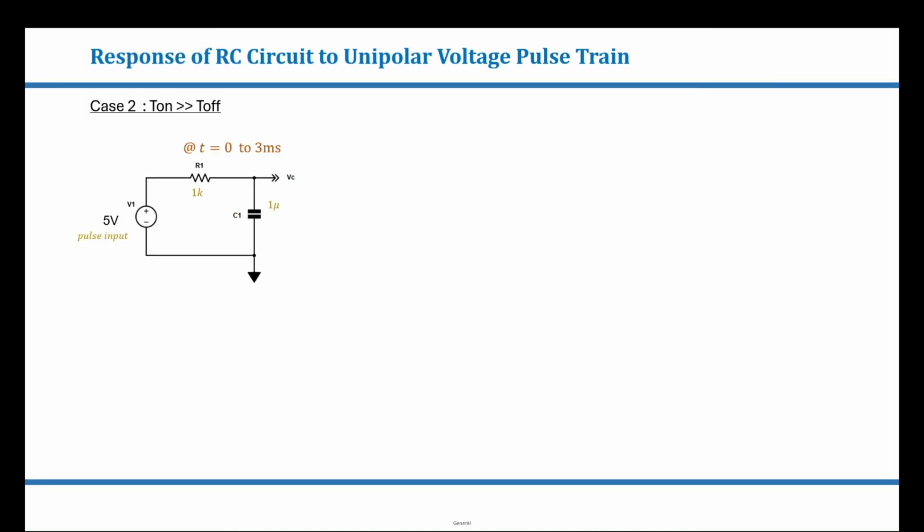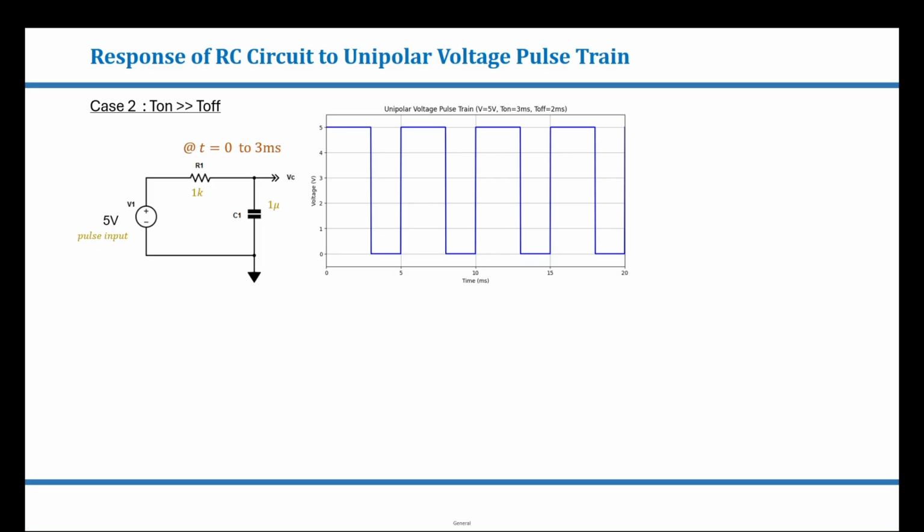Now, let's look at the case where the on time is different from the off time. On time is 3 milliseconds and off time is 2 milliseconds. Voltage level is 5 volts. This is the input that we are feeding to the RC circuit. Now, the voltage across the capacitor and resistor can be calculated as follows. TR is the real time here.